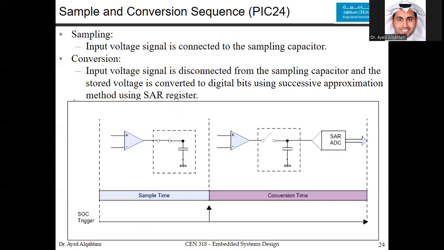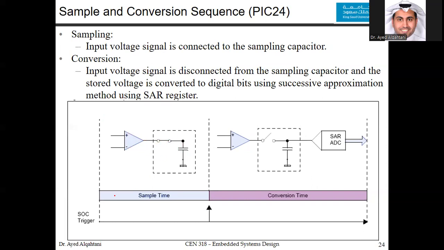So now for the sampling and the conversion sequence, we have the sample time. That's the total time for everything. Now we have sample time and the conversion time. In the sampling, the input voltage signal is connected to the sampling capacitor. So we have a capacitor here, and whatever comparator you have, you compare the input with whatever comes in the feedback and check. You store the output of the comparison, which is going to be either 0 or 1, in a capacitor. So it's connected here.